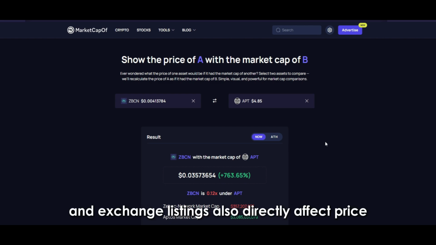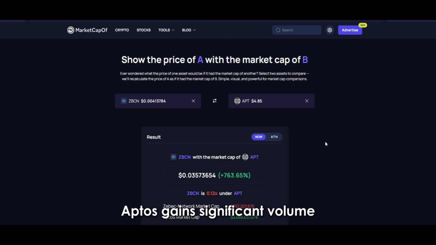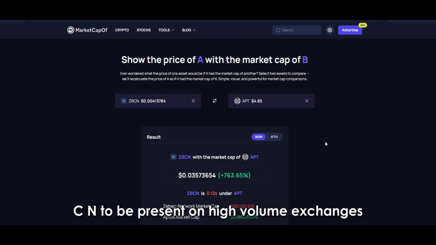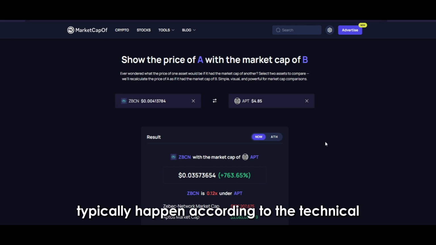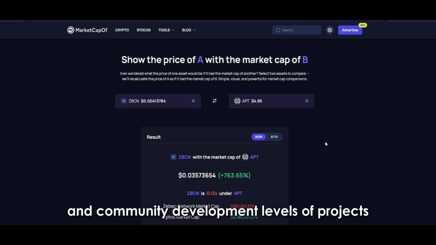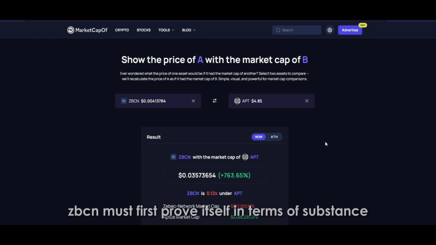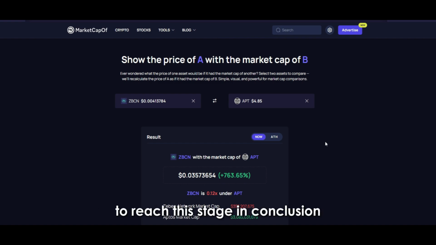Market access and exchange listings also directly affect price. Aptos gains significant volume by being listed on major exchanges. It's important for ZBCN to be present on high-volume exchanges, increase trading pairs, and provide easy access to investors. However, such listings typically happen according to the technical and community development levels of projects. Therefore, ZBCN must first prove itself in terms of substance to reach this stage.